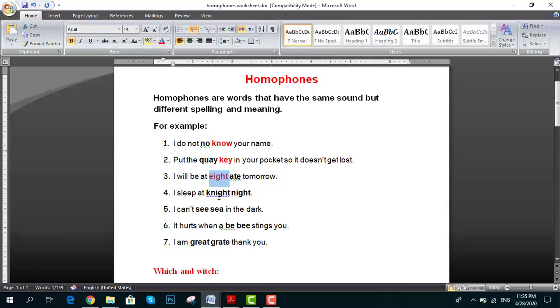I sleep at night or knight. Knight with a K is a warrior or a very brave man. Here night is the opposite of day, so I sleep at, of course I don't sleep at warrior, I sleep at night. I can't see in the dark. Sea here is like an ocean. Here see is the ability to see with your own eyes. So when I say I can't see in the dark, it means I can't watch or use my eyes, okay?